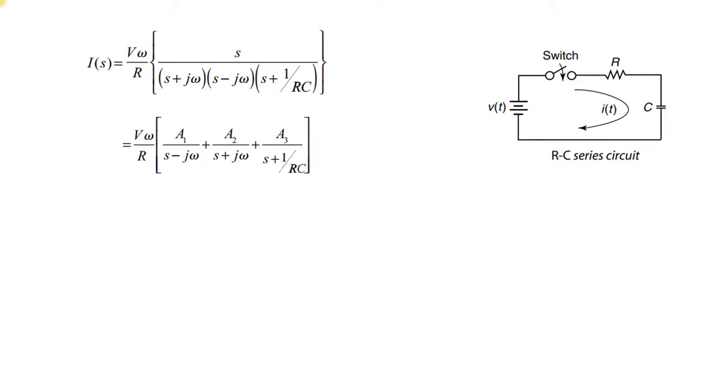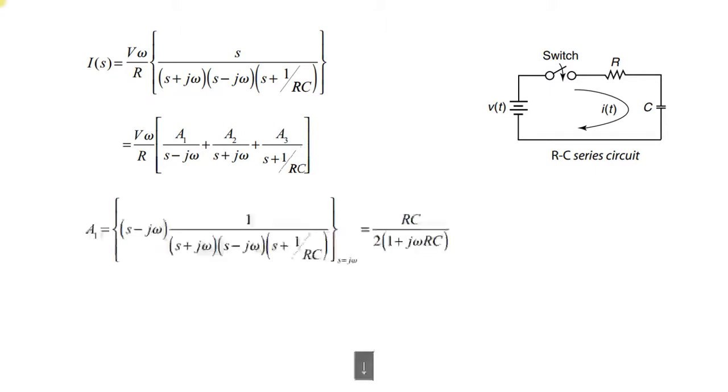This is the final format. Now we should find the values of A1, A2, A3. First of all, we find A1. Put s equal to j omega, so this term and this term cancel each other. Substituting j omega here, it is 2j omega into j omega plus 1 by RC, and rearranging, it looks like this: RC divided by 2 into 1 plus j omega RC.